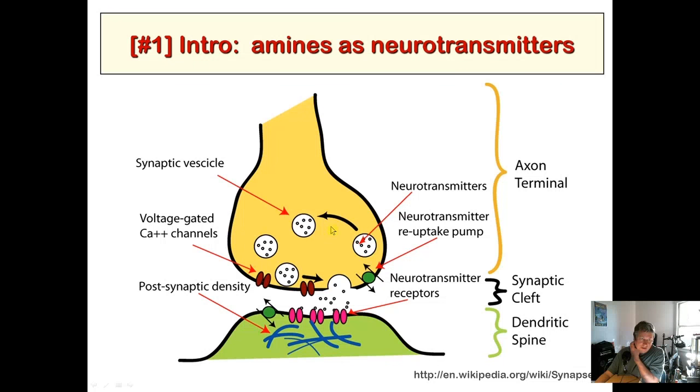And certain antidepressants like Prozac block the reuptake process, which is why they're called SSRIs, selective serotonin reuptake inhibitors.